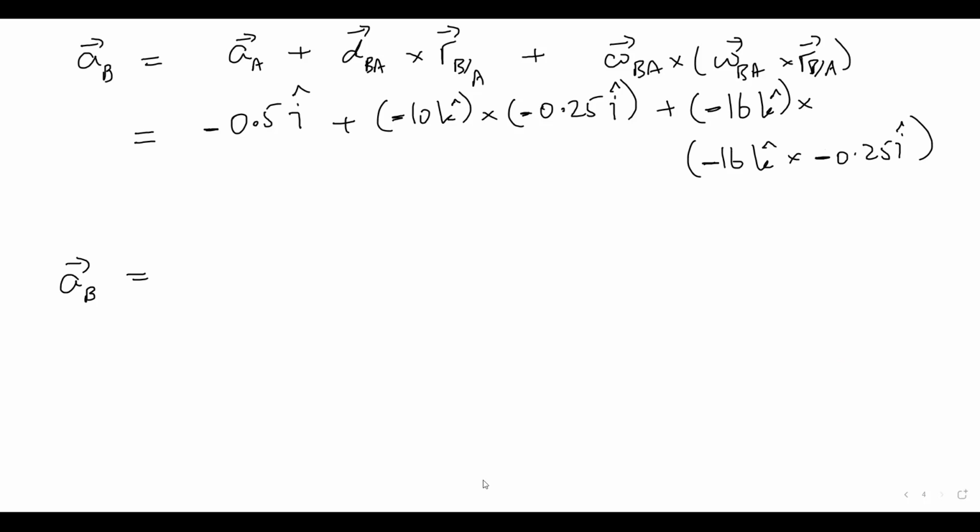How many agree and how many disagree? Minus 0.25, minus 0.5i, plus 64i. Yeah, 63.5i plus 2.5 there. Okay, done? Sure? Everyone? Okay.